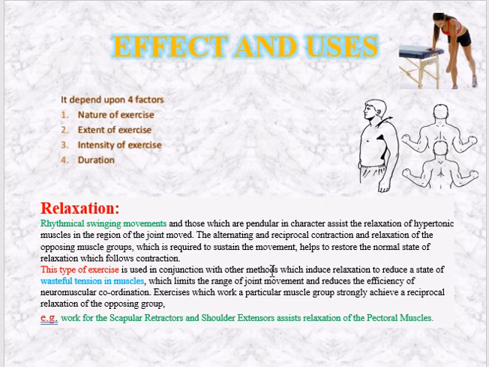This type of exercise is used in conjunction with other methods to reduce a state of wasteful tension in muscles, which limits the range of joint movement and reduces the efficiency of neuromuscular coordination. Exercises which work particular muscle groups strongly achieve a reciprocal relaxation of the opposing group. For example, work for the scapular retractors and shoulder extensors assists relaxation of the pectoral muscles. As you see, they are basically opposing muscle groups.